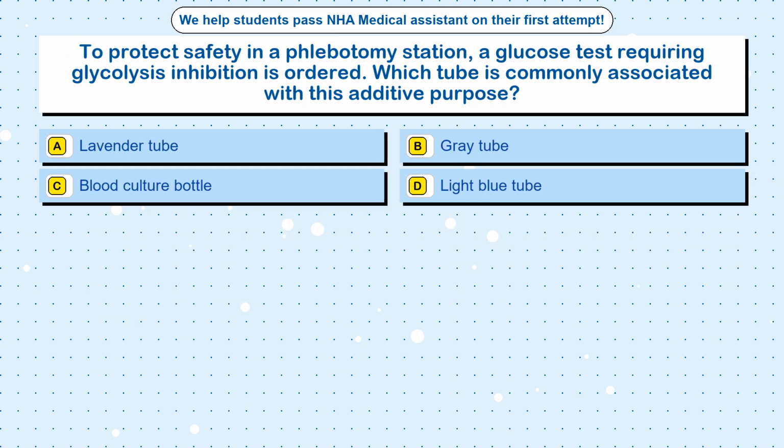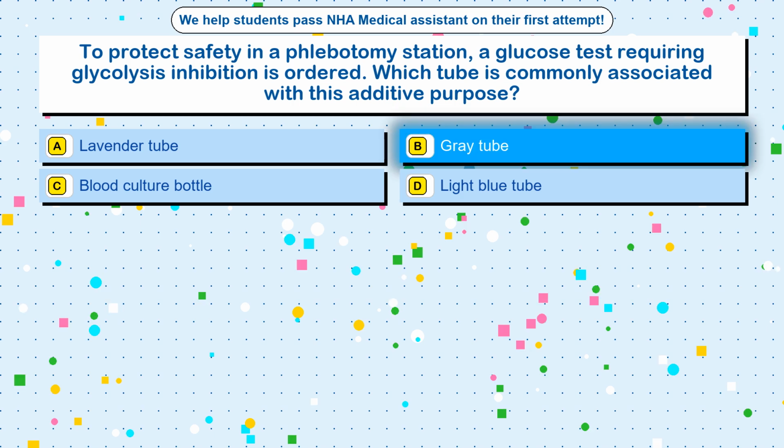Question 6. To protect safety in a phlebotomy station, a glucose test requiring glycolysis inhibition is ordered. Which tube is commonly associated with this additive purpose? Option A. Lavender tube. Option B. Gray tube. Option C. Blood culture bottle. Option D. Light blue tube. The correct answer is option B.